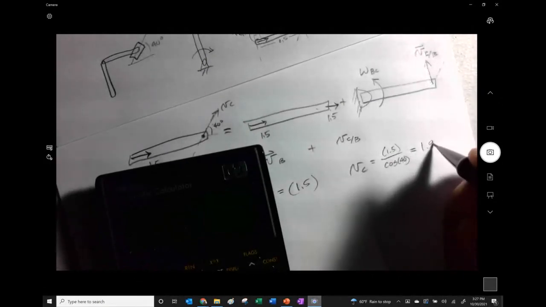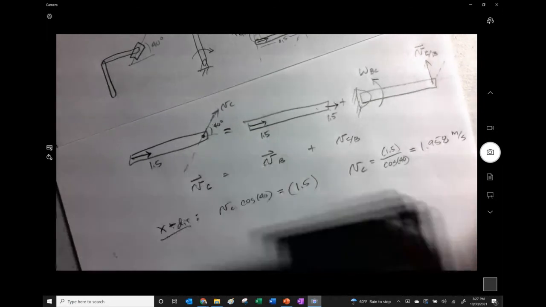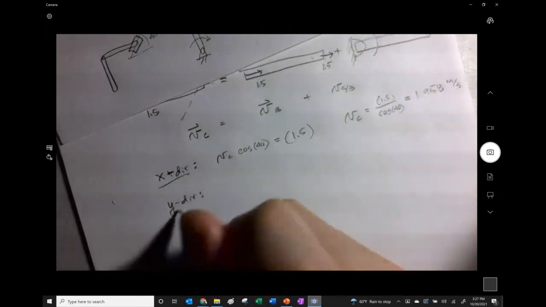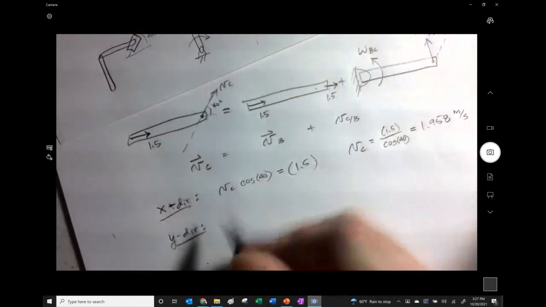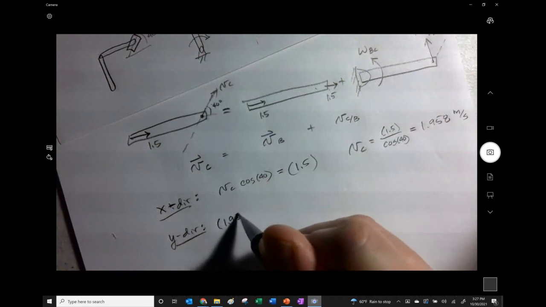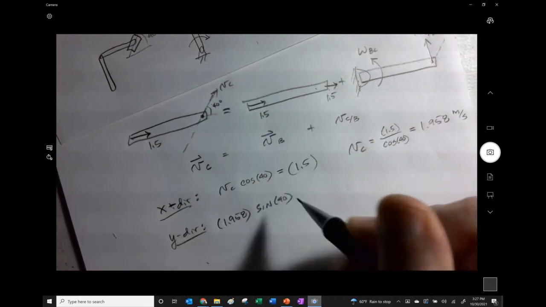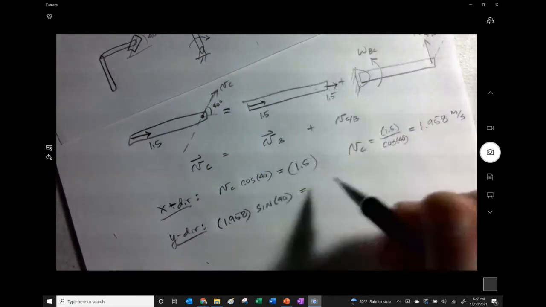And we end up with 1.958 meters per second. And then in the Y direction, we're going to say it's the velocity of C times the sine, but we know the velocity is C. And there's nothing in the Y direction here, so that's fine.